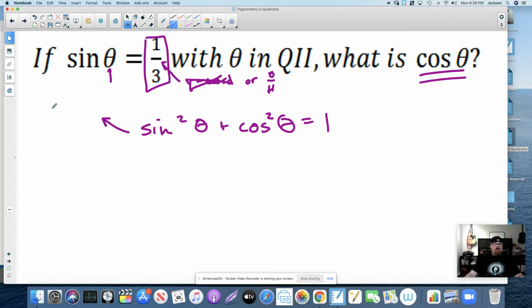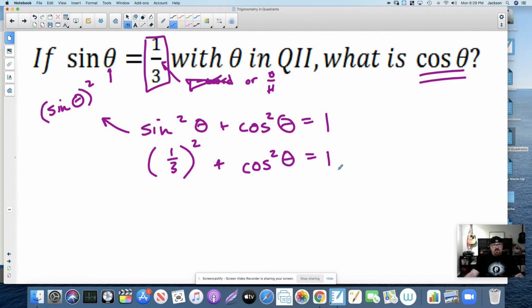Okay, and just as a review, sine squared theta is sine of theta, quantity squared. So if I know sine theta is 1/3, I can replace it in this statement, square that. And then I have cosine squared theta equals 1. Now this just becomes an equation that is going to help me solve for cosine theta, which is all they wanted to know in the first place.